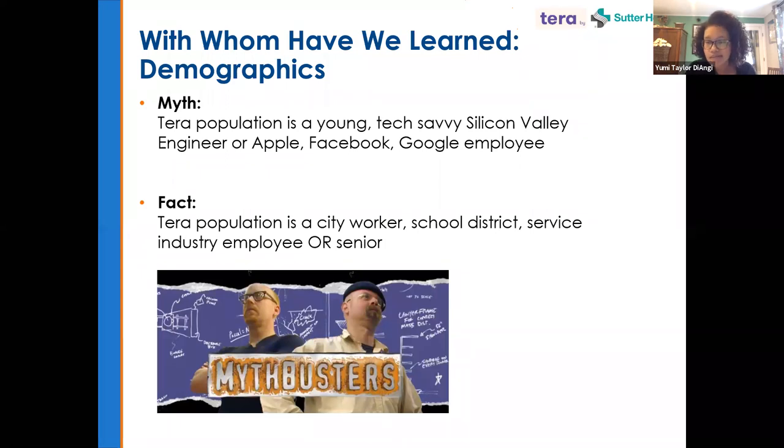So a little bit about our demographics, a very common question I get. Because we're located and started in the Bay Area, Silicon Valley, I often get, so your patients are young, tech savvy, healthy, you know, engineers at Google, Apple, Facebook. And actually that is a myth. Our population, in our HMO population, they are city workers, school district employees, service industry employees. A lot of them have come off of Medi-Cal and are currently employed and so have this HMO health insurance. And then we also have seniors age 65 and older as part of our panel. So that's what we've learned doing virtual practice in this population. Next slide.